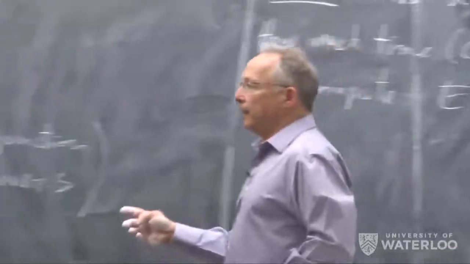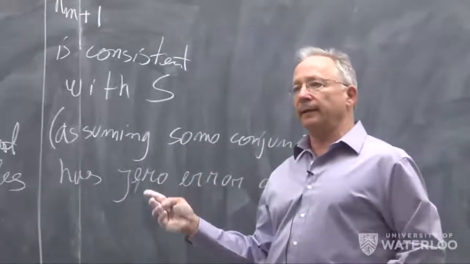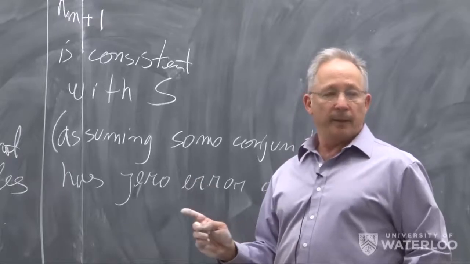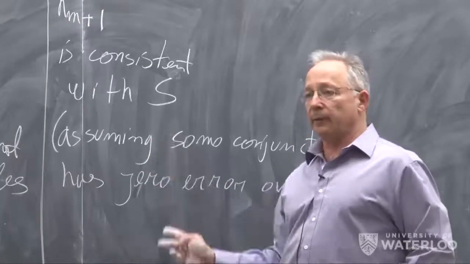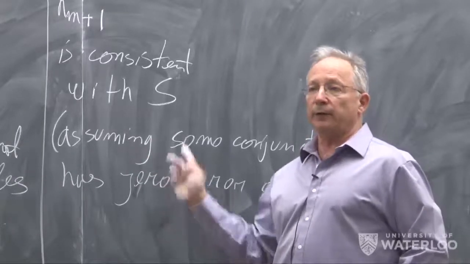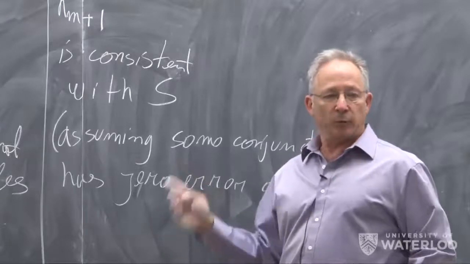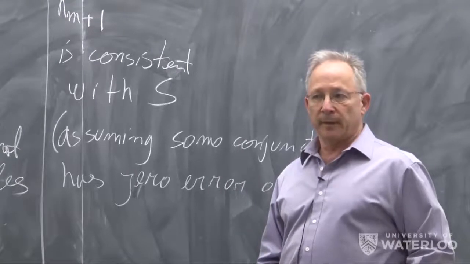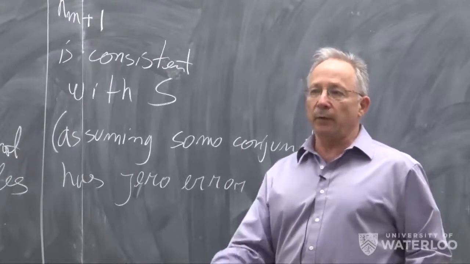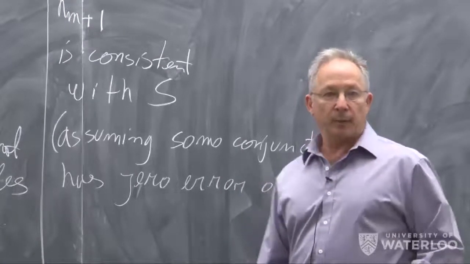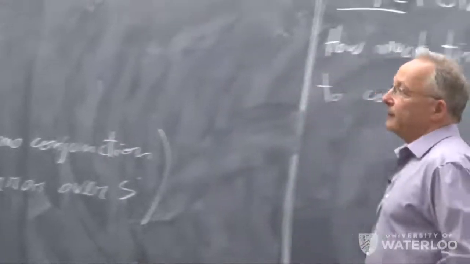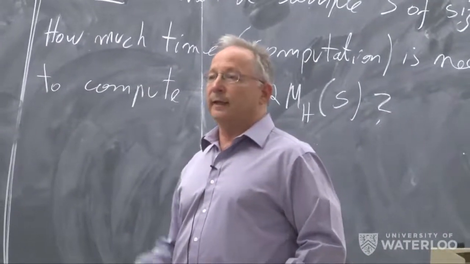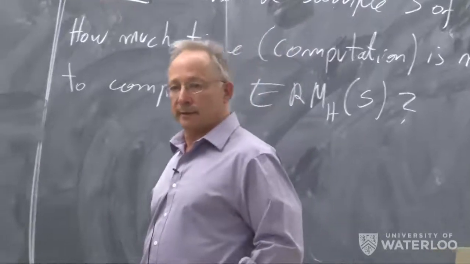So here, remember that in the learning of rectangles, we didn't have to assume realizability. Here we get stuck. This algorithm will only work for the realizable case, if there is a conjunction that is consistent with S. So here we get an algorithm that only works in the realizable case. And we will see that often it is much easier to handle the realizable case than to handle the agnostic case, the general case.